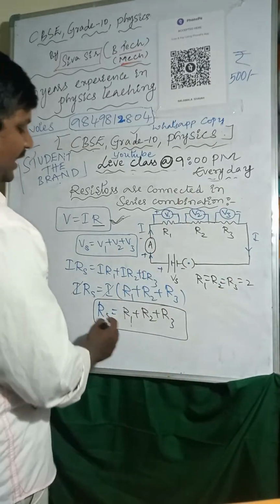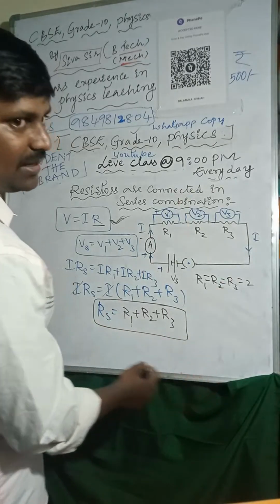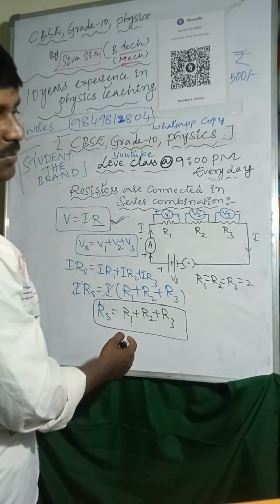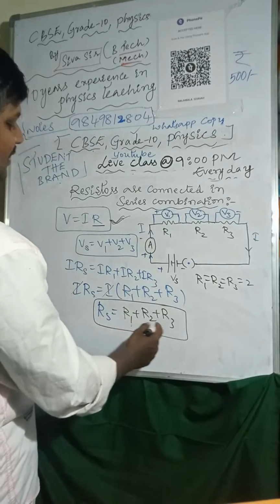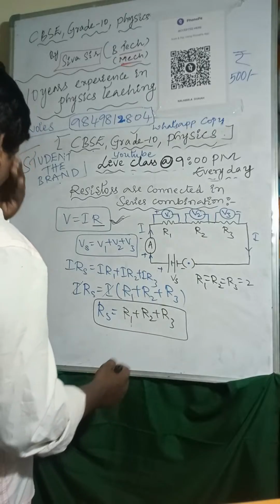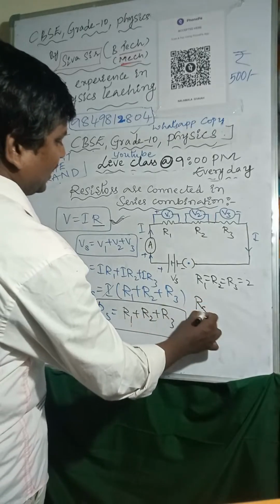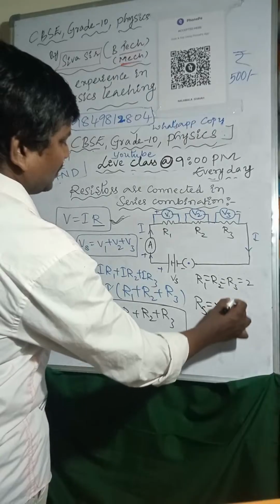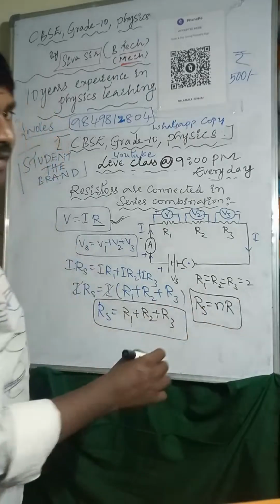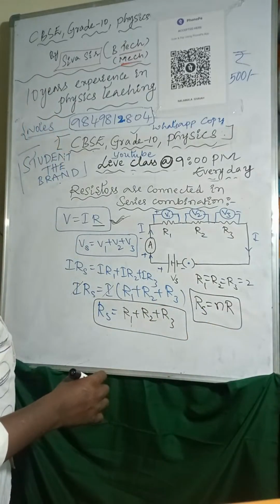So I am considering Rs equal to R1 plus R2 plus R3. Then if n number of resistors are connected, Rs equal to Nr. So like that we can consider.